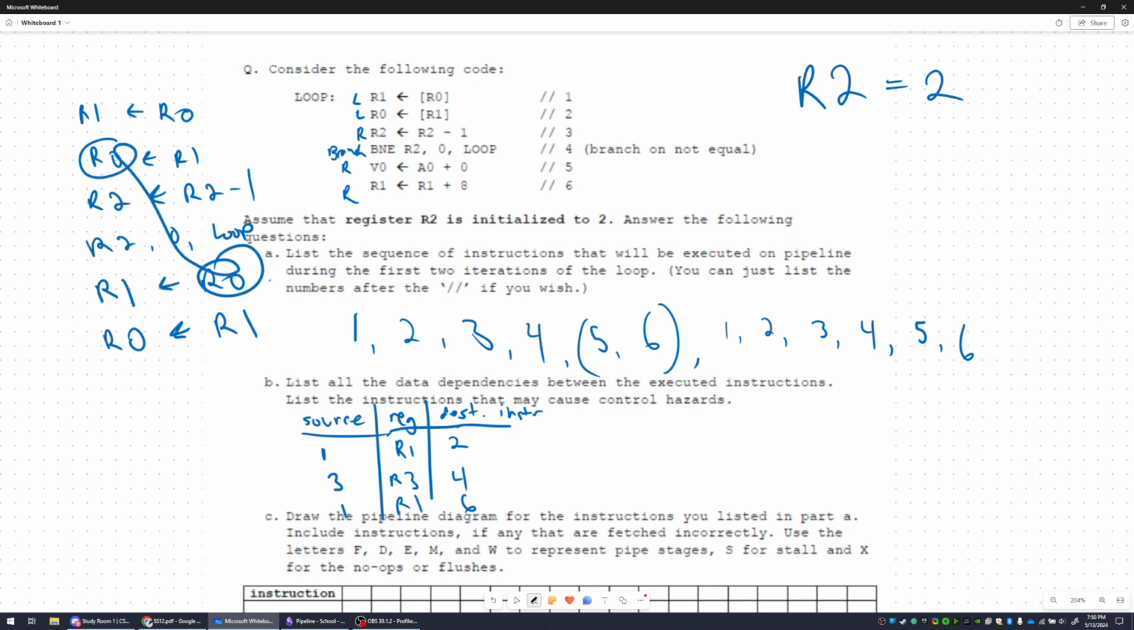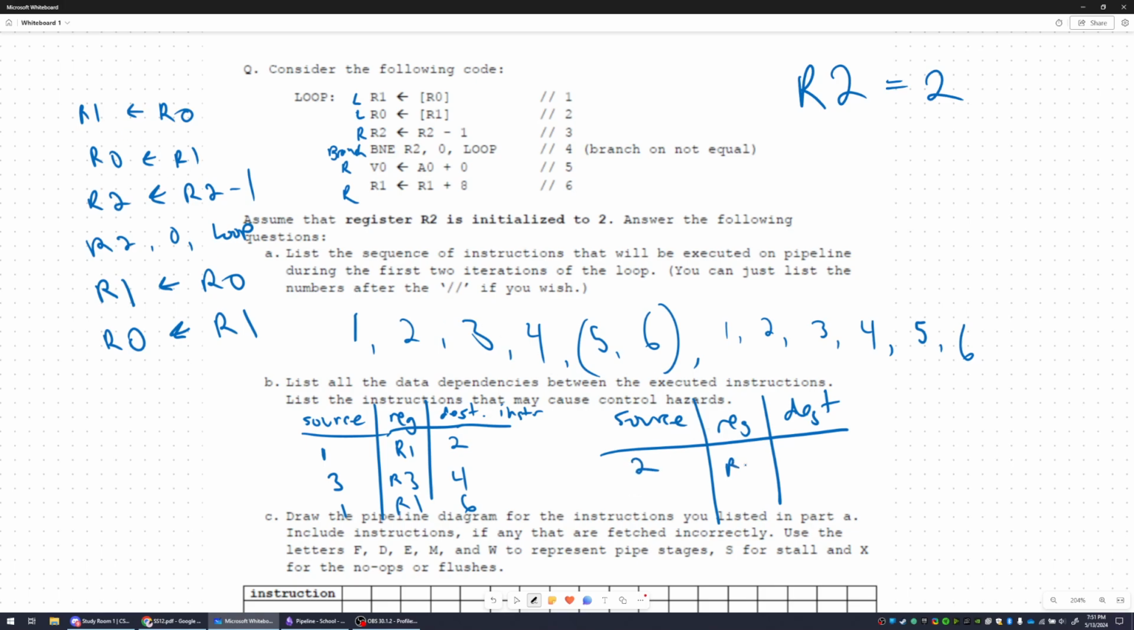That's what I meant. Okay, yeah, so the source is line 2, register R0. The destination is, sorry, this is line 1, 2, 3, 4, 1, 2. Line 1 on second loop.